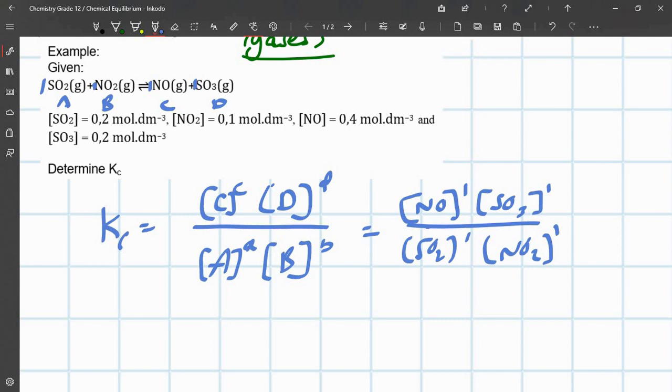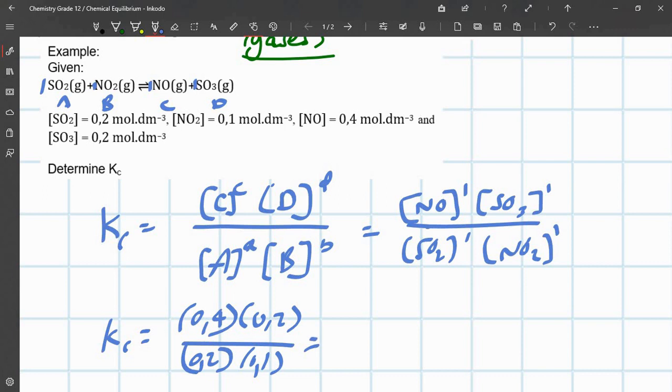So now we're given all the values, so all we have to do now is substitute. So we have Kc is equal to 4 times 0.2 times 0.1, which gives you an answer of 4. And that's the equilibrium constant.